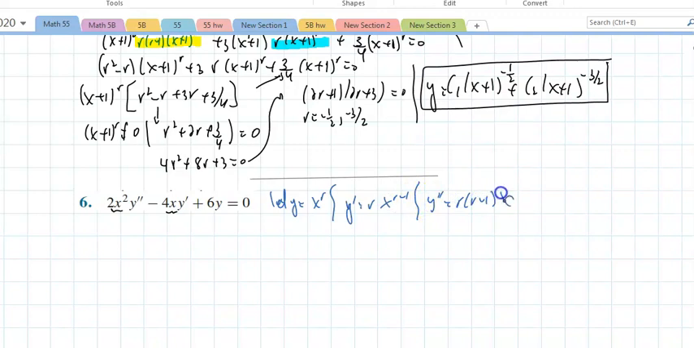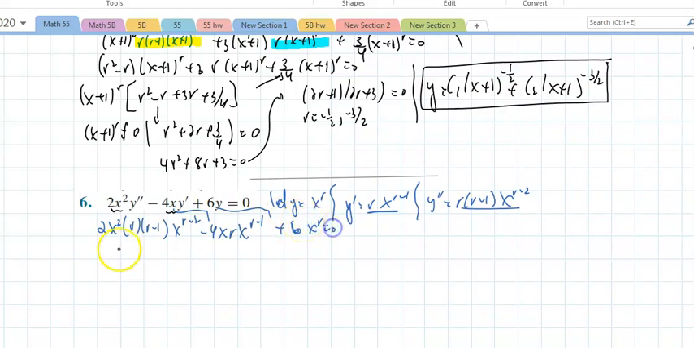R into r minus 1, x to the r minus 2. And if I substitute 2x squared times r minus 1, x to the r minus 2, minus 4x times r times x to the r minus 1, plus 6 x to the r equals 0. If I multiply those twice, and if I multiply that, r squared minus 2r times x to the r minus 4r times x to the r plus 6x to the r equals 0.